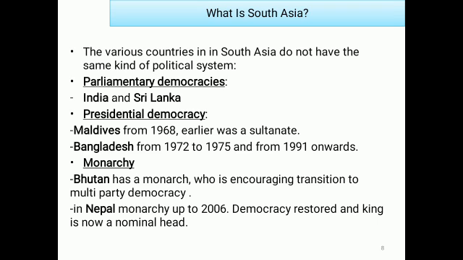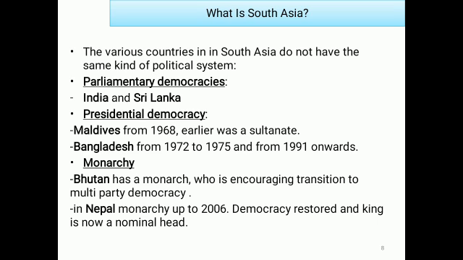See, listen to me carefully. Where are parliamentary democracies? India and Sri Lanka. Presidential democracy: Maldives from 1968, and earlier there was the Sultanate period. And the next example of presidential democracy is Bangladesh from 1972 to 1975 and from 1991 onwards.